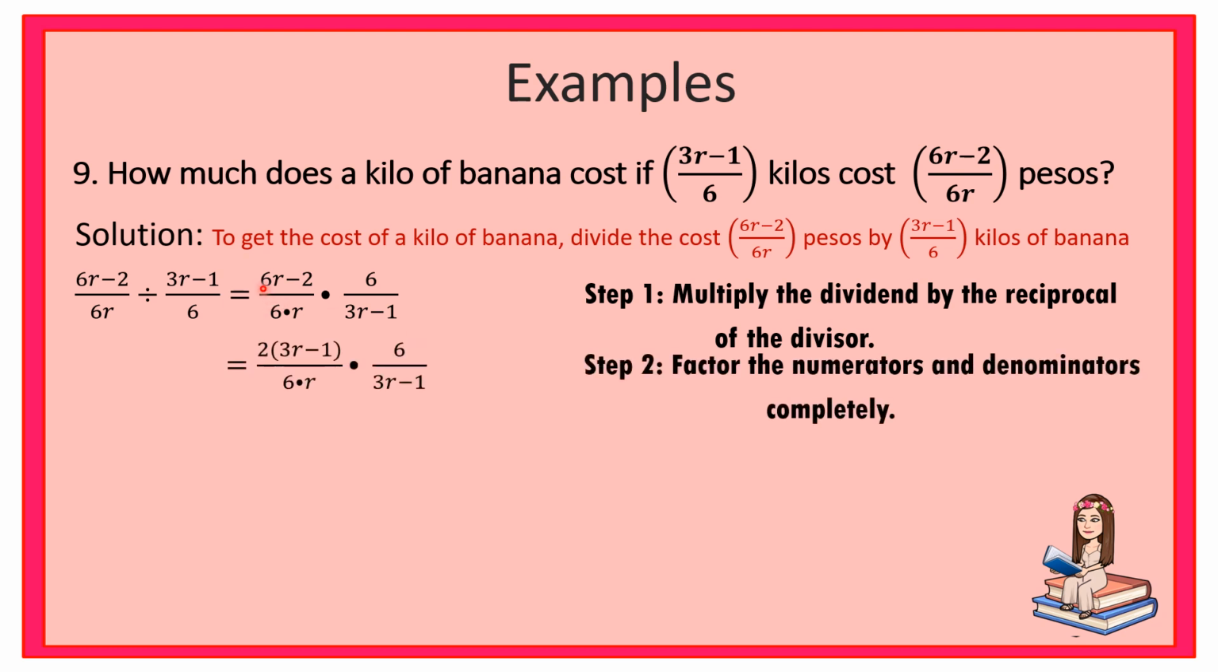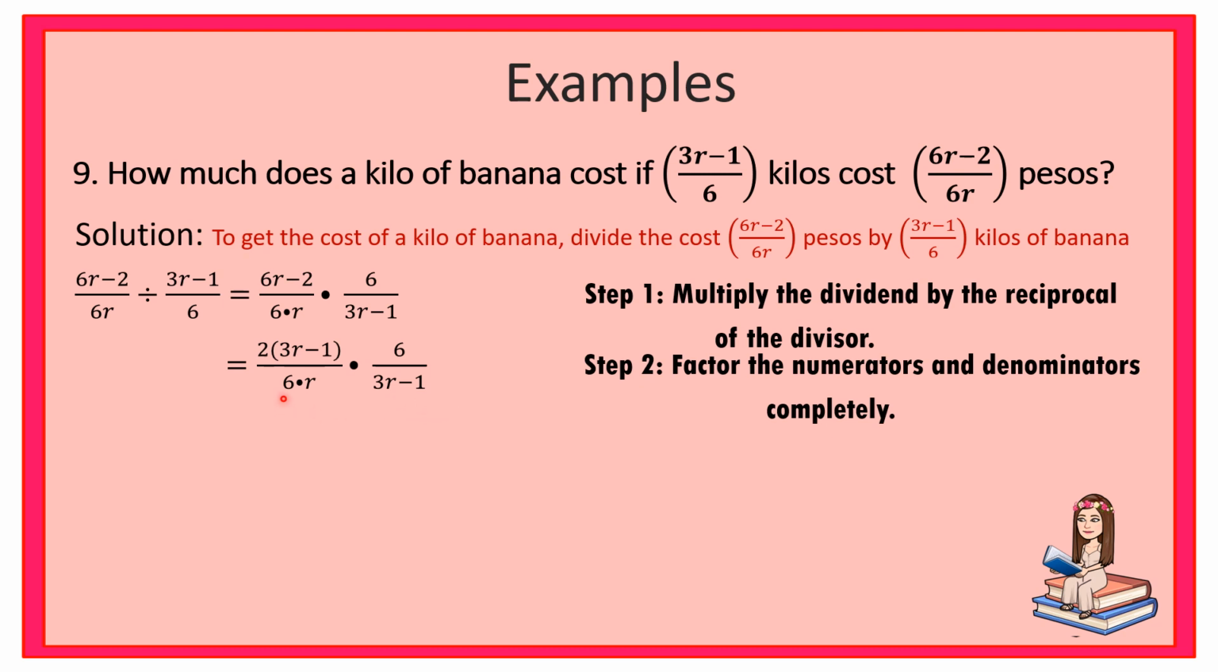So, factoring out, pwede kong ma-divide parehas by 2. So, I moved out 2. And we have 6r divided by 2 is 3r. And negative 2 divided by 2 is negative 1. And 6r is 6 times r. Pwede rin namang 2 times 3 times r. Then sa kabila, I just copied 6 and 3r minus 1.